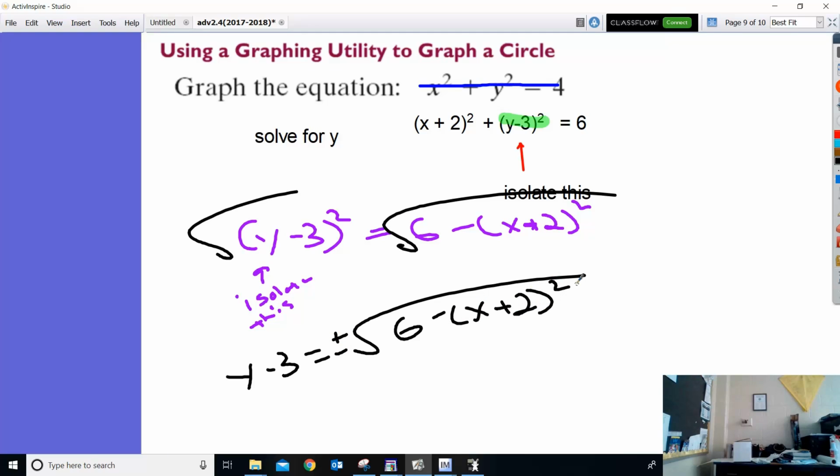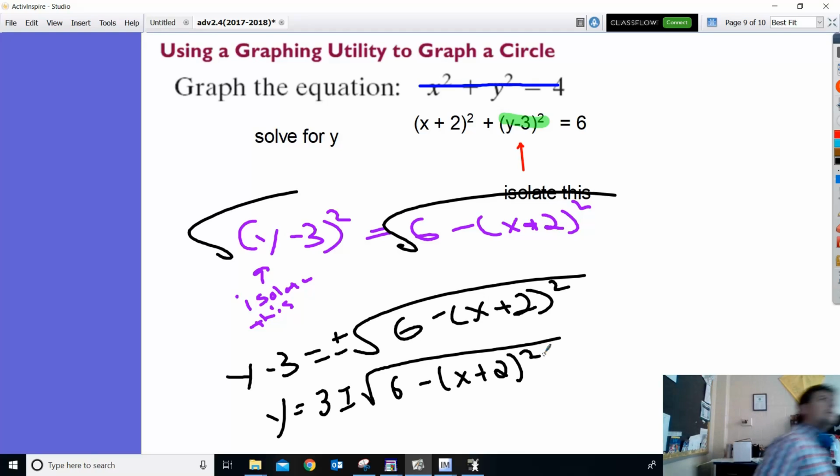Well, you can add 3 to both sides. So minus 3 plus or minus root of 6 minus an x plus 2 squared. Now be glad this isn't how we write equations of circles, because that's way more confusing than standard form. It is a circle, I promise you, it's a circle. That's a plus or minus symbol. Looks kind of like an I.